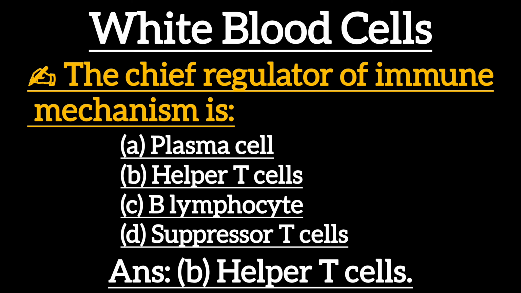Next one is the chief regulator of the immune mechanism is option A, plasma cell. Option B, helper T cell. Option C, B lymphocyte. Option D, suppressor T cells. Correct answer is option B, helper T cells.